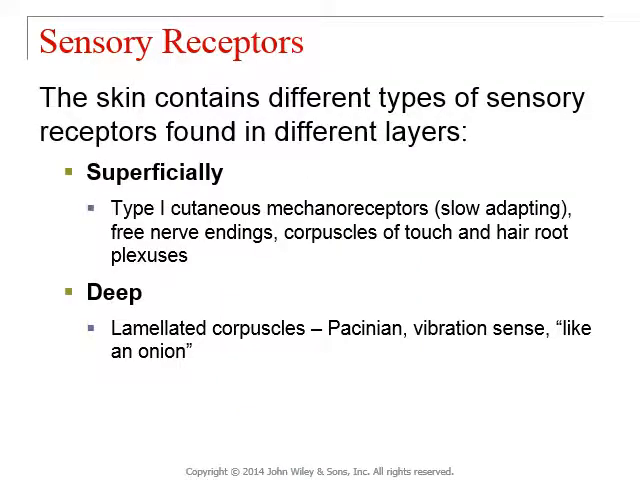As for the sensory receptors, I just want you to be able to identify where you find these in the particular skin layers. You'll find these all in the dermal layers. You're going to find the superficial types more so closer to the papillary layer, whereas you're going to find the deeper ones in the reticular layer in particular. So superficially, you're going to find what's called type 1 cutaneous mechanoreceptors. Slow adapting very simply means that when you have any kind of pressure on the skin, as long as pressure is still there, you'll still perceive it.